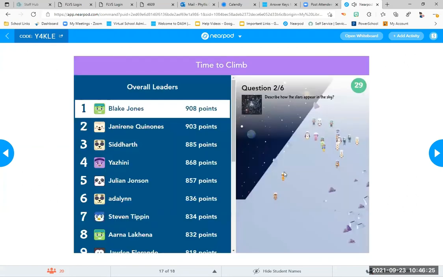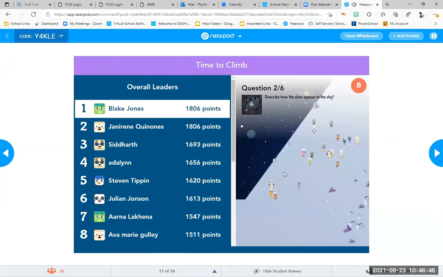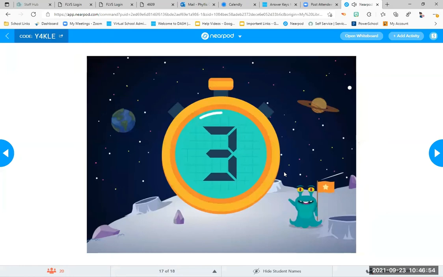I know I have to be silly. Describe how the stars appear in the nighttime sky. So how do they appear? Are they lined up? Are they scattered? Go Blake, go Johnny, go Siddharth, go all of you. Look, oh wow, there they go. Run. Wow, that's awesome. Yes, they are scattered.